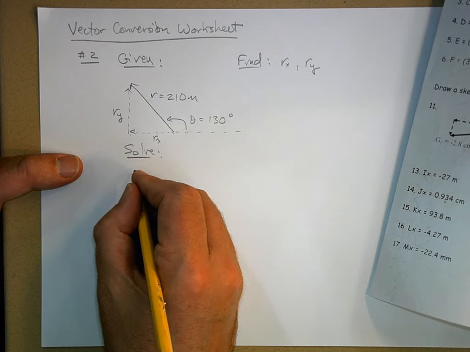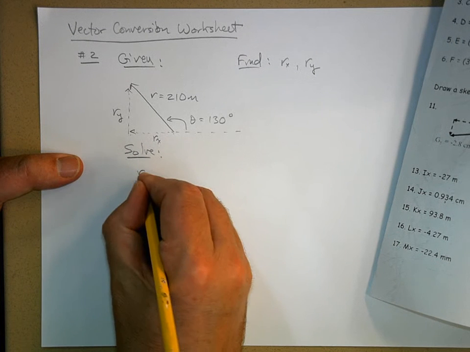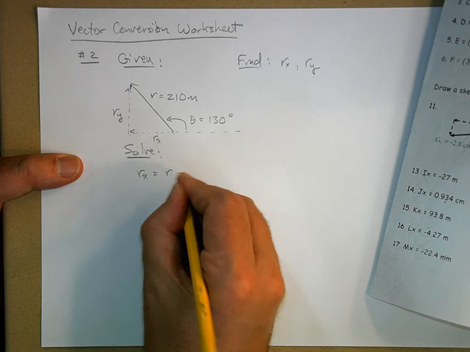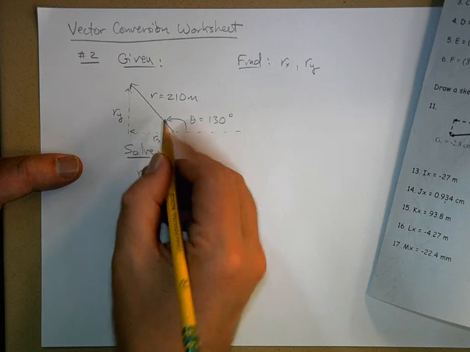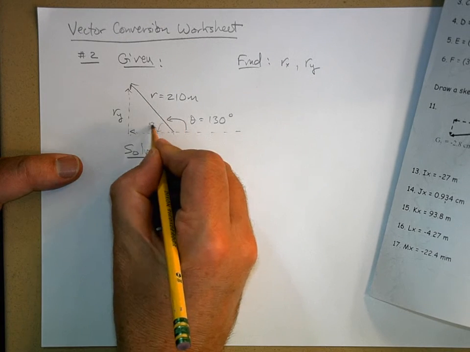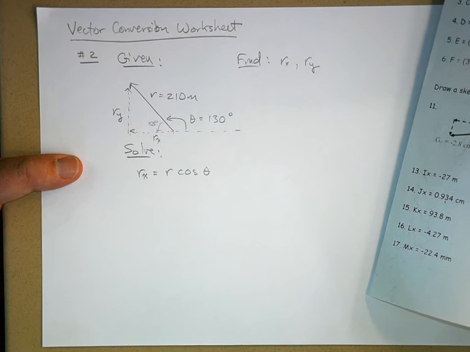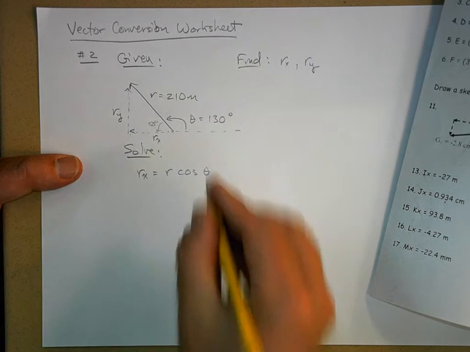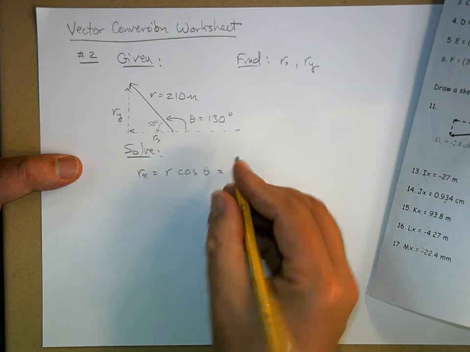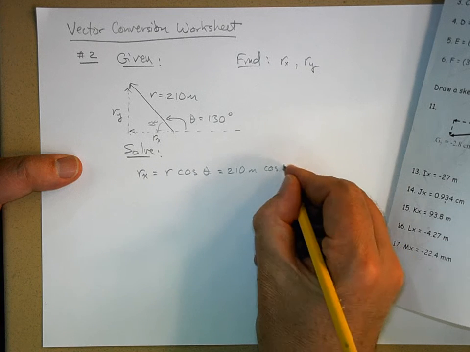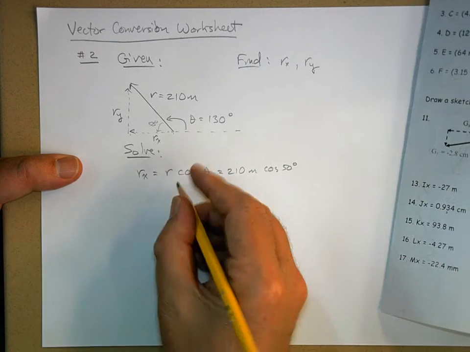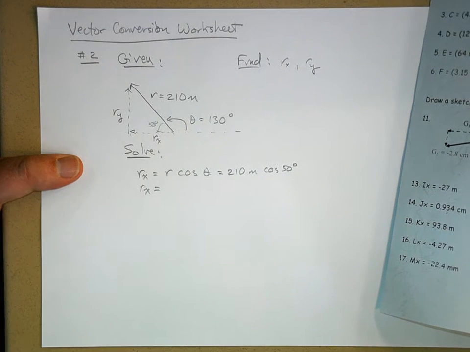So let's solve. Now we said that Rx is equal to R cosine theta. Now here's what students always do. They always say, well, let's see, this is 130, so this has to be 50, right? To get all the way to 180 degrees. And if you know what you're doing, you can do that. But let's put in the R, 210 meters, times the cosine of 50 degrees. And let's see what Rx is equal to. Plus? Is it plus?